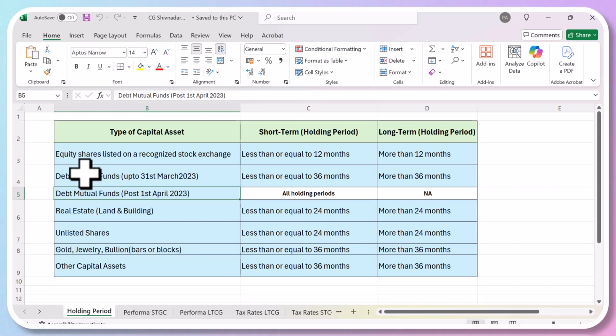So for debt mutual funds post 1st of April 2023, whatever period you hold them for, you have to pay tax according to your slab rates. There is no short-term or long-term concept in the case of debt mutual funds now. Let me repeat: for debt mutual funds up to 31st of March 2023, there was a concept of short-term and long-term. But that concept has been taken out, and from 1st April 2023 there is no holding period concept. If you buy and sell them, you pay tax at the regular rates. This is a very important change that happened post 1st April 2023, and there will be a question in your end term. Remember that. So when we do a question, you have to be very careful.